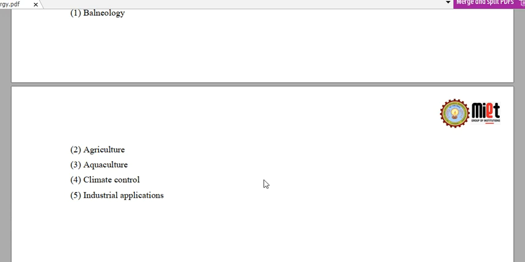So these were the types of plants of geothermal energy and its advantages, disadvantages, and applications.